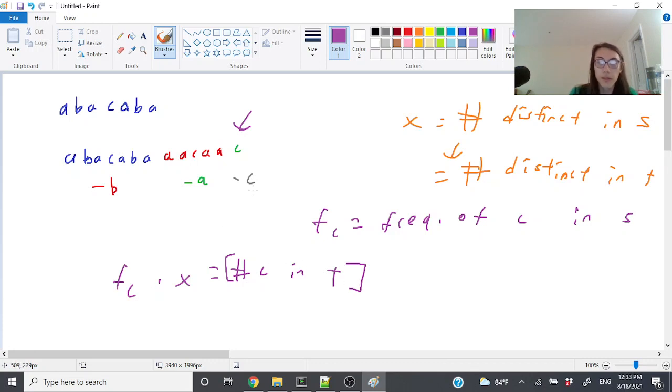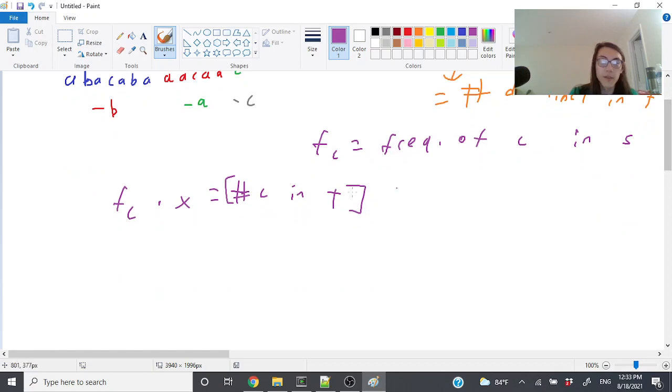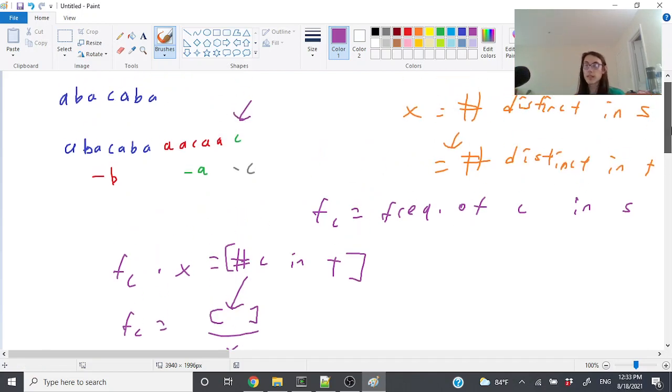So we know that the frequency of C in S times X, the number of rounds, is the frequency of C in T. So we can solve for the frequency of C in S by simply dividing. So f of C is equal to the number of C in T, divided by X. And that gives us that.